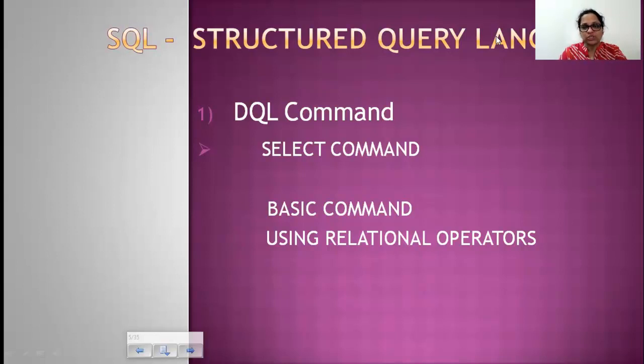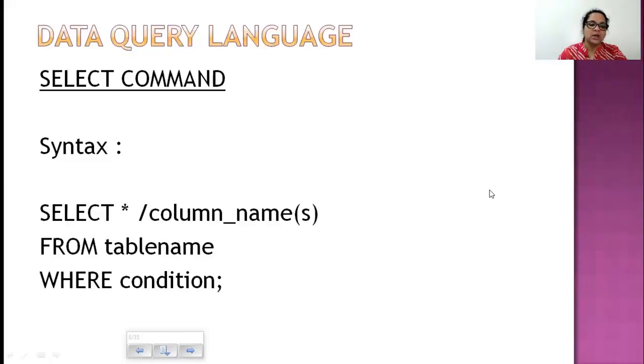Let me just show you the syntax of a select command. How do you write a select command? A basic select command looks like what you see on the screen. You write the word select. You either write the asterisk sign or you mention the name of the columns that you wish to see.